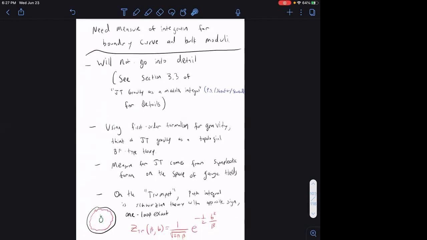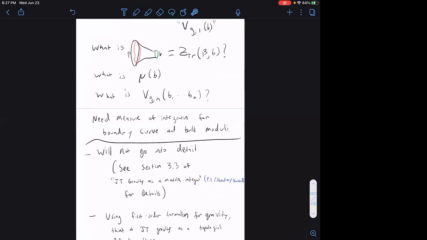Now, I'm actually not going to be able to go into much detail about how to find these, how to calculate these various quantities. You can see section 3.3 of this paper for more details. But here's the main idea.